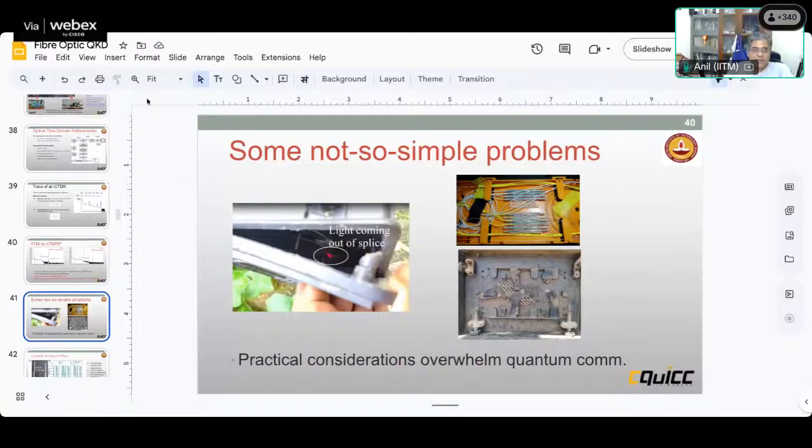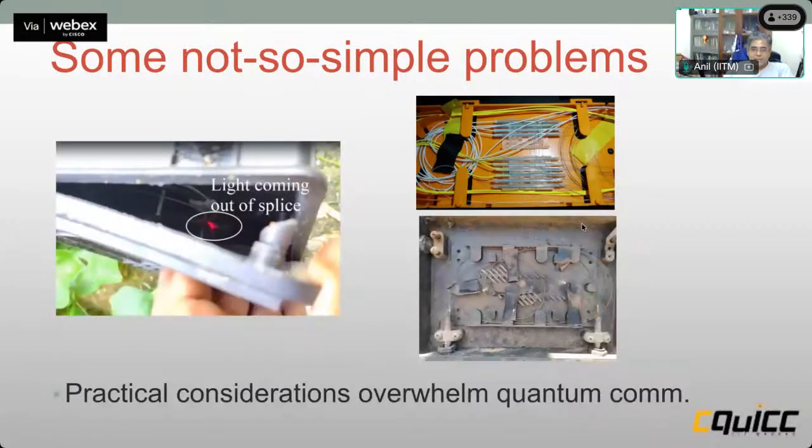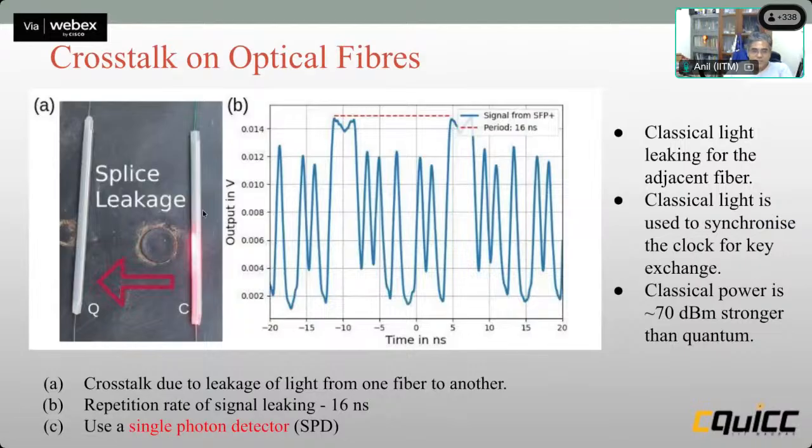So if you look at this, this is how a splice box should look. And you can see that the reality is what is at the bottom out here. It is dirty, it is all messy, and light can also leak out. So there are some not so simple problems that affect us.